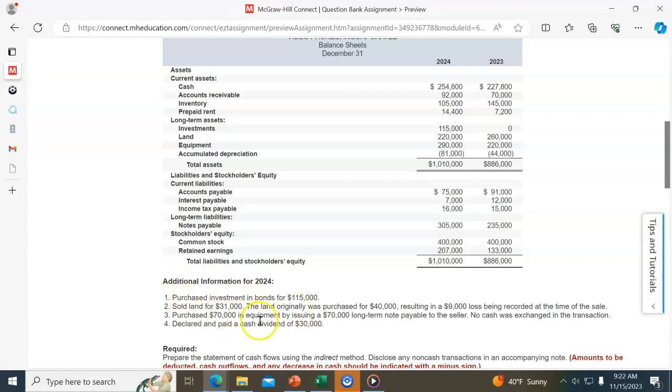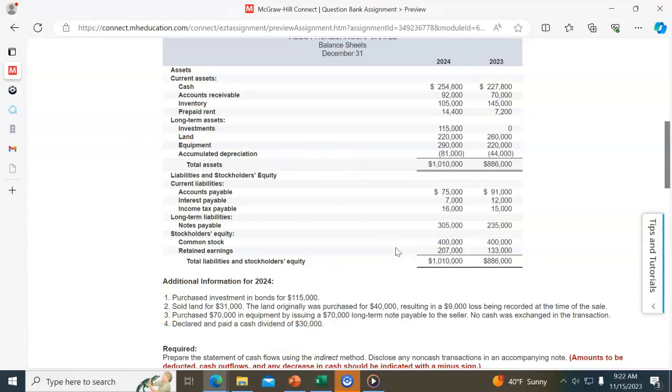Purchased $70,000 in equipment by issuing a $70,000 long-term note payable to the seller. What do we do here? Non-cash, we do nothing, do we? When we declared and paid a cash dividend of $30,000, that is a cash outflow in what section? In financing.